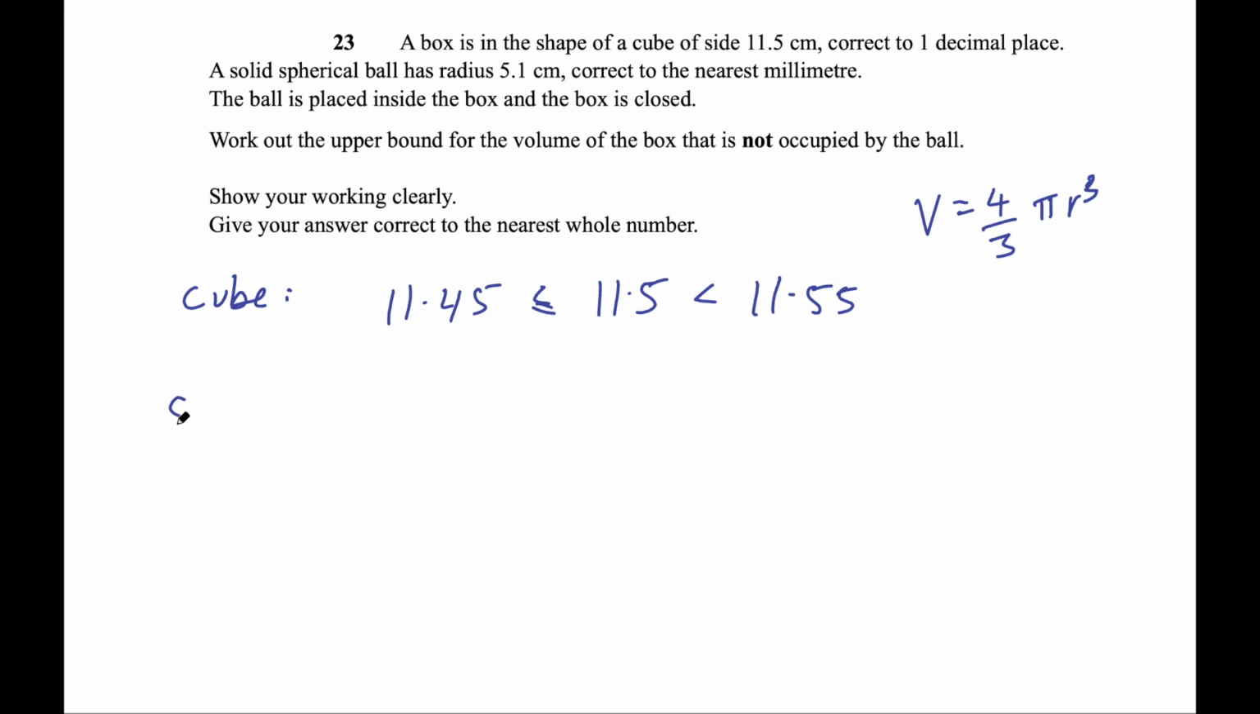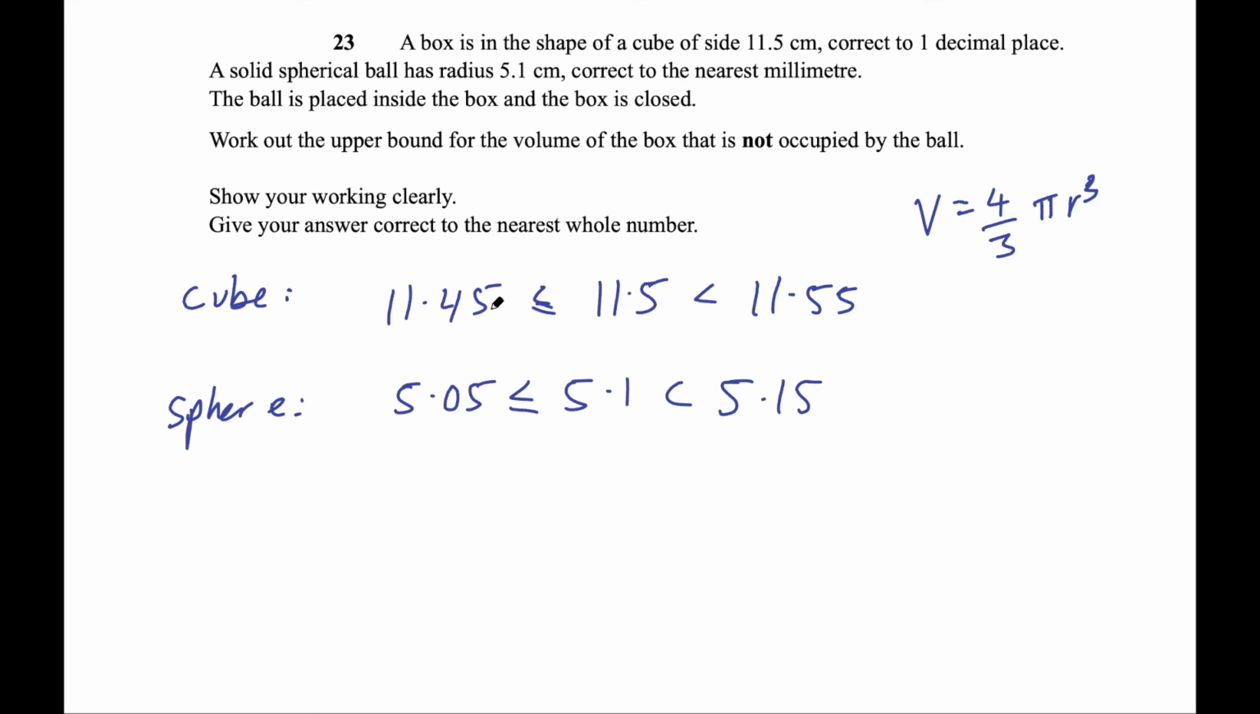Make sure you use the greater than or equal to and the less than symbols correctly there. Then for the sphere, we're looking for the radius. That was correct to the nearest millimeter, which is the same as saying one decimal place, because when we measure something in centimeters, the first decimal place is millimeters. So this is going to be 5.05, which would round to 5.1, and 5.15, anything below that would round down to 5.1 to the nearest millimeter.